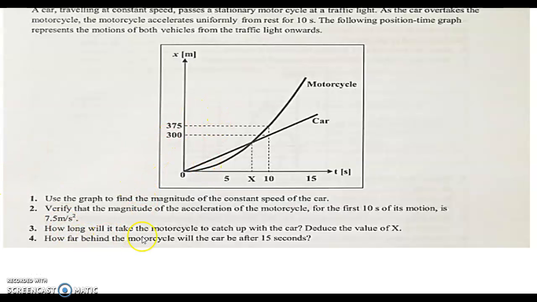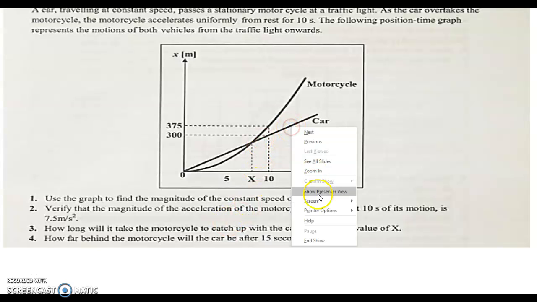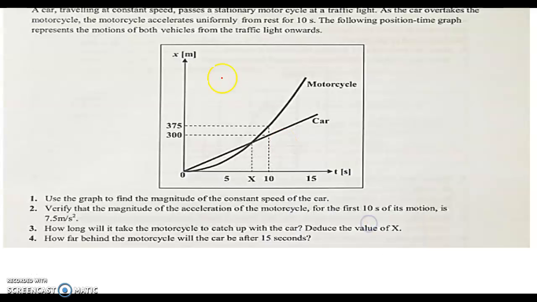Now, how far behind the motorcycle will the car be after 15 seconds? Let's just read the graph together concerning this instant. Let's compare the position of the car and the motorcycle graphically without using values. So at t equal 15, here, if you do projection, the car is at a certain position, okay, away from the origin.